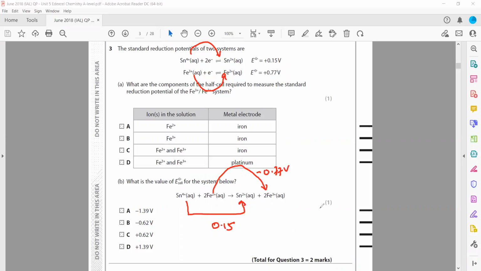So what is the electrode potential? 0.15 minus 0.77. When we simplify, we'll get a negative, so minus 0.62. It will come out as B. If we are getting a negative electrode potential of a cell, or the cell voltage is negative, it means this reaction is not feasible, it will not happen, the opposite will occur.